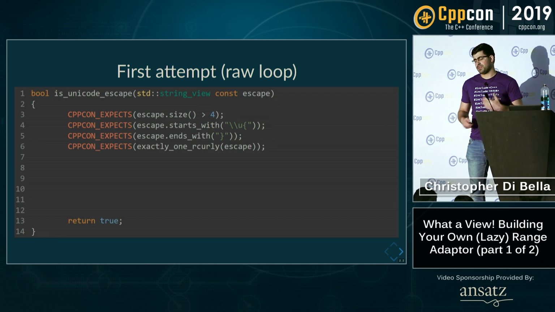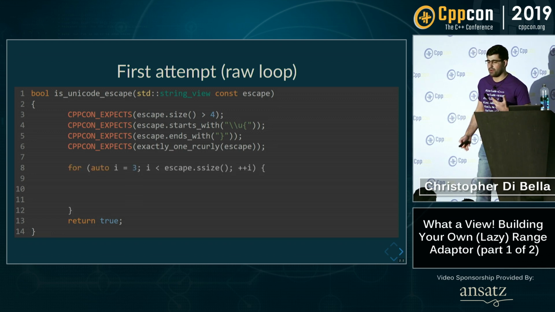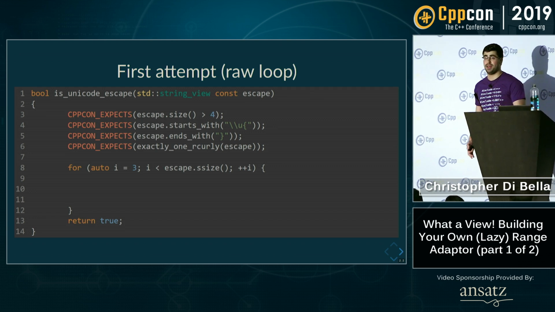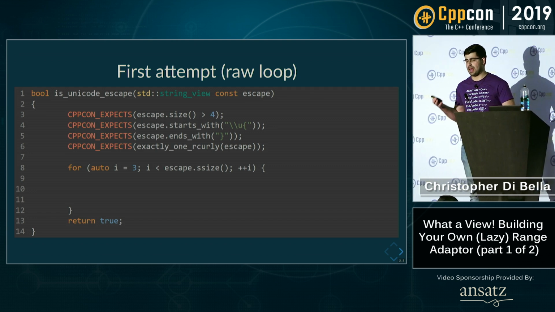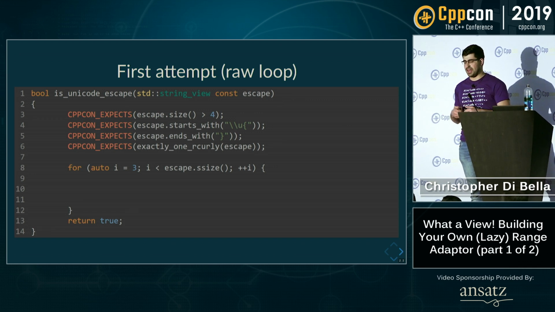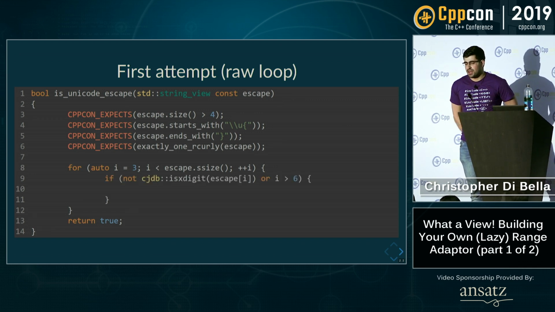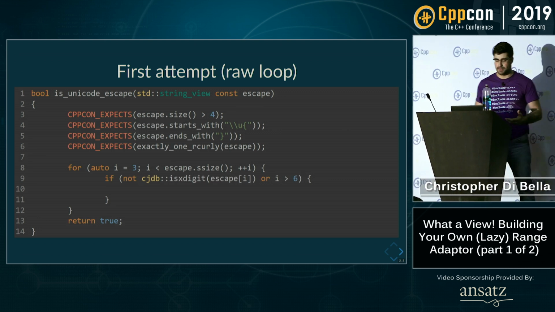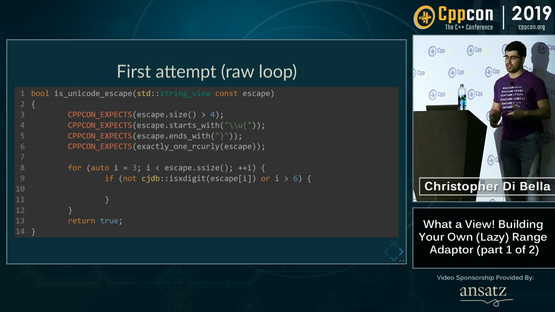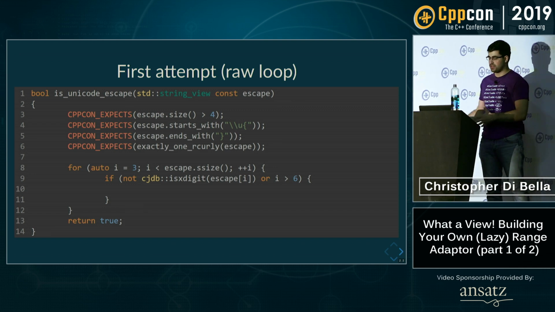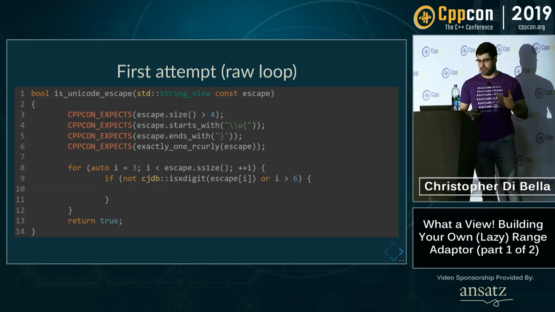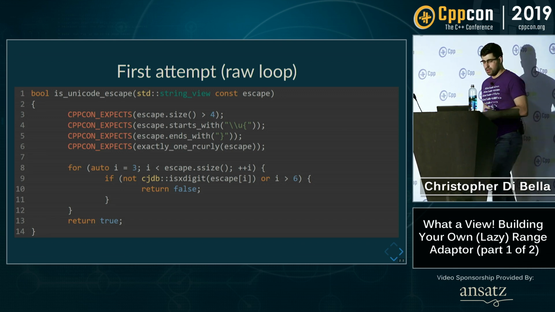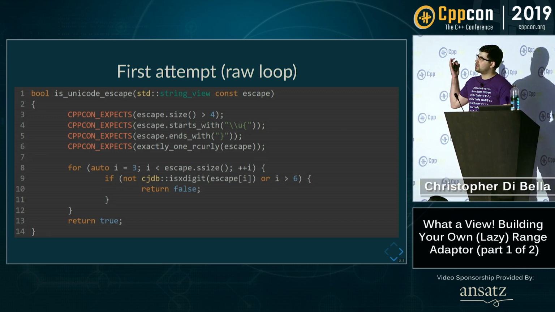And so now for the actual algorithm, we're going to start from the 4th character onwards, because we don't have to care about \u, open curly, and we're going to continue until we reach the end of the range. And then we're going to check to make sure that we have a hexadecimal digit. And if it isn't a hexadecimal digit, or we've reached something beyond the size of what we're expecting, we're going to simply return false, otherwise we return true. But what's wrong with this code?